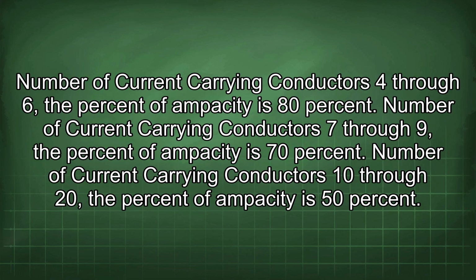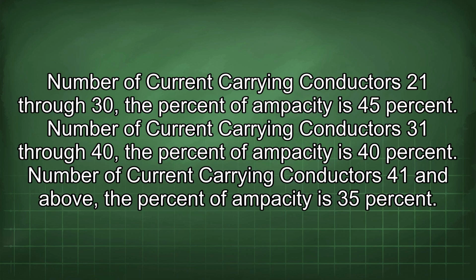Number of current carrying conductors 4 through 6, the percent of ampacity is 80%. Number of current carrying conductors 7 through 9, the percent of ampacity is 70%. Number of current carrying conductors 10 through 20, the percent of ampacity is 50%. Number of current carrying conductors 21 through 30, the percent of ampacity is 45%.